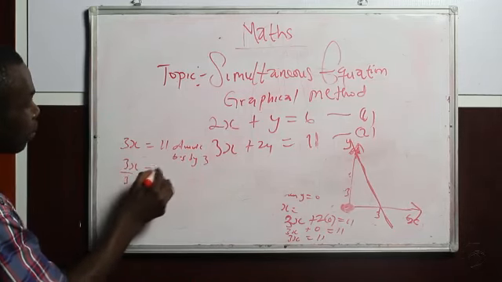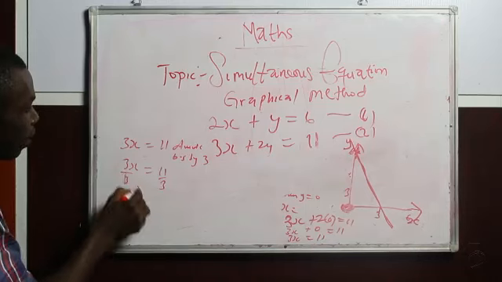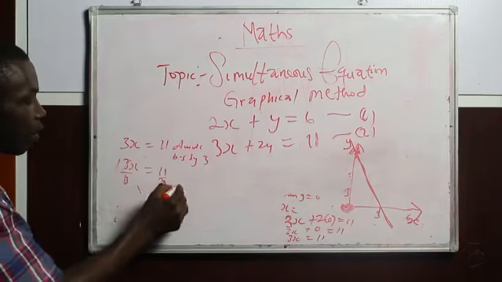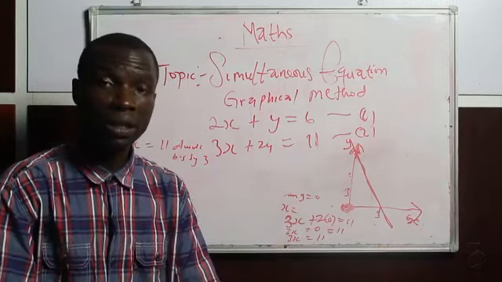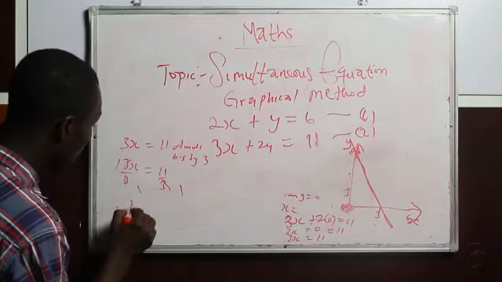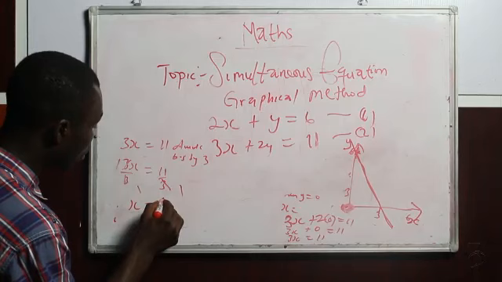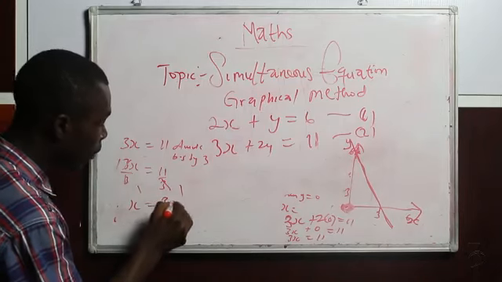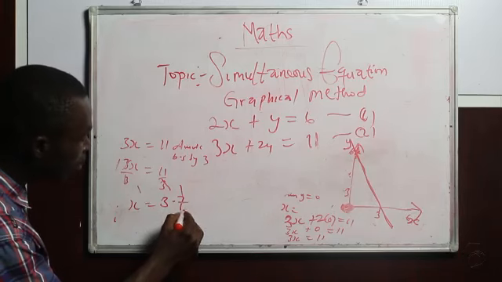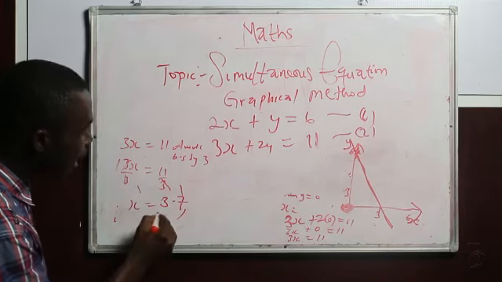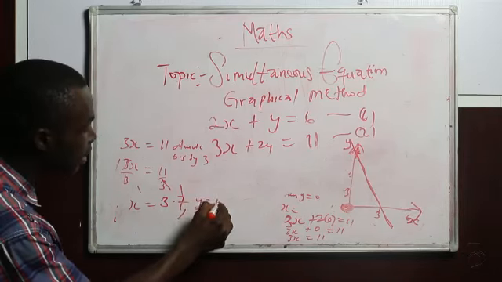3x over 3 equal to 11 over 3. 3 here 1, 3 here 1. 11 divided by 3 will give us what? 3.7. X is equal to 3.7. Therefore, when y is equal to 0, our x equal to 3.7.